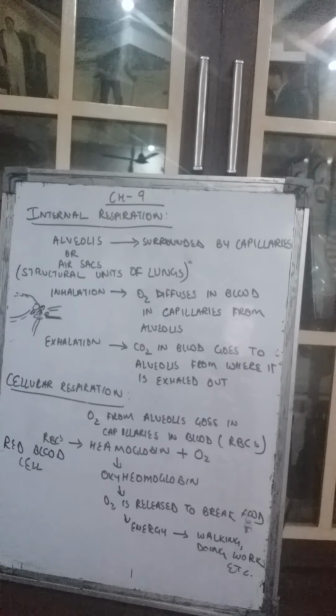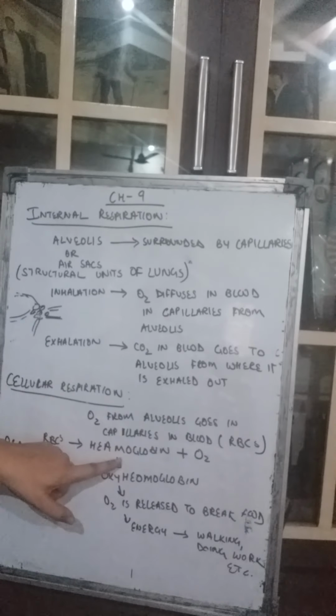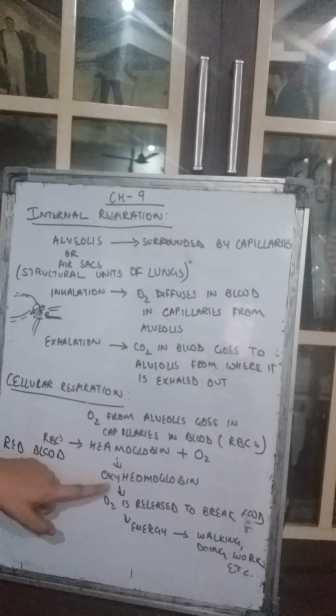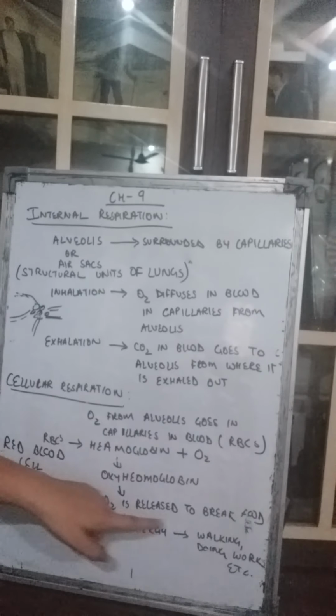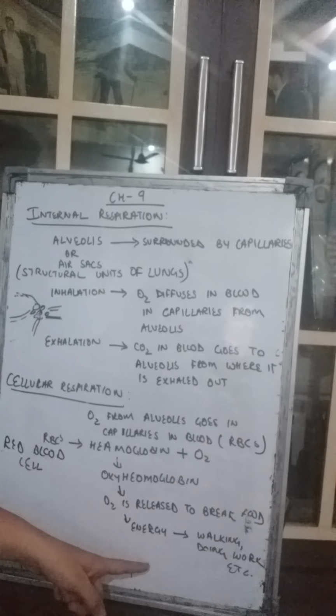So first was inhalation and exhalation where the air was reaching till alveoli. After that there was internal respiration. From alveoli what is happening? The oxygen is getting diffused in the blood in the capillaries. And what is cellular respiration? The oxygen which was diffusing in the blood goes into the RBC section of the blood where it combines with hemoglobin to form oxyhemoglobin, and from here the oxygen is released to break the food and we get energy. I hope this is clear to you.